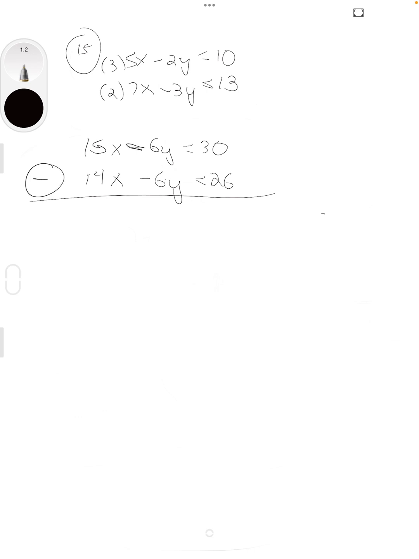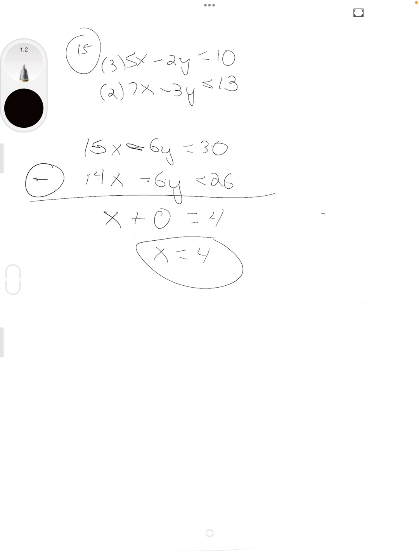If I multiply the top one times 3 and the bottom one times 2, it becomes 15x minus 6y equals 3 times 10 is 30. And 2 times 7x is 14x minus 6y equals 2 times 13 is 26. So notice these now match up, 6y, 6y. So if I add or subtract them, I can get rid of them. If I subtract them, it works. Negative 6y minus a negative 6y is 0. And this minus this just becomes x. And this minus this becomes 4, or x equals 4.